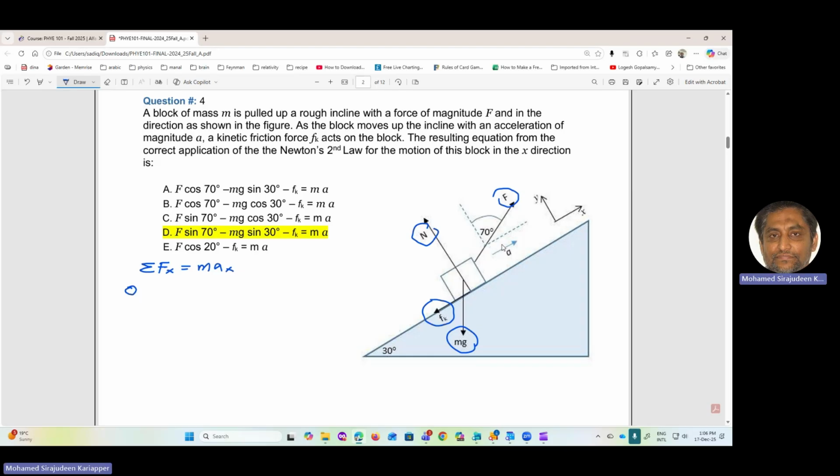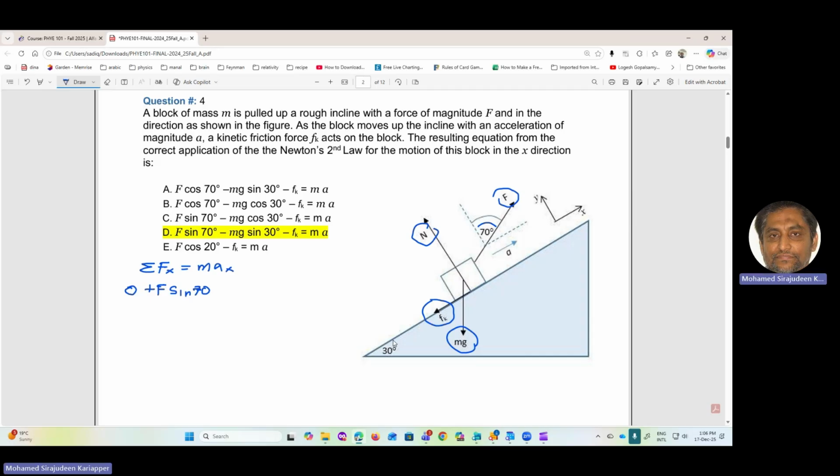And this applied force F has a component of F sine 70. Please note that it is not cosine 70, because 70 is the angle it is making with the y-axis. So along the x-axis, it will be sine of the angle 70, which is the angle F makes with the y-axis. And it is pointed upward along the positive x-axis, so you put positive.